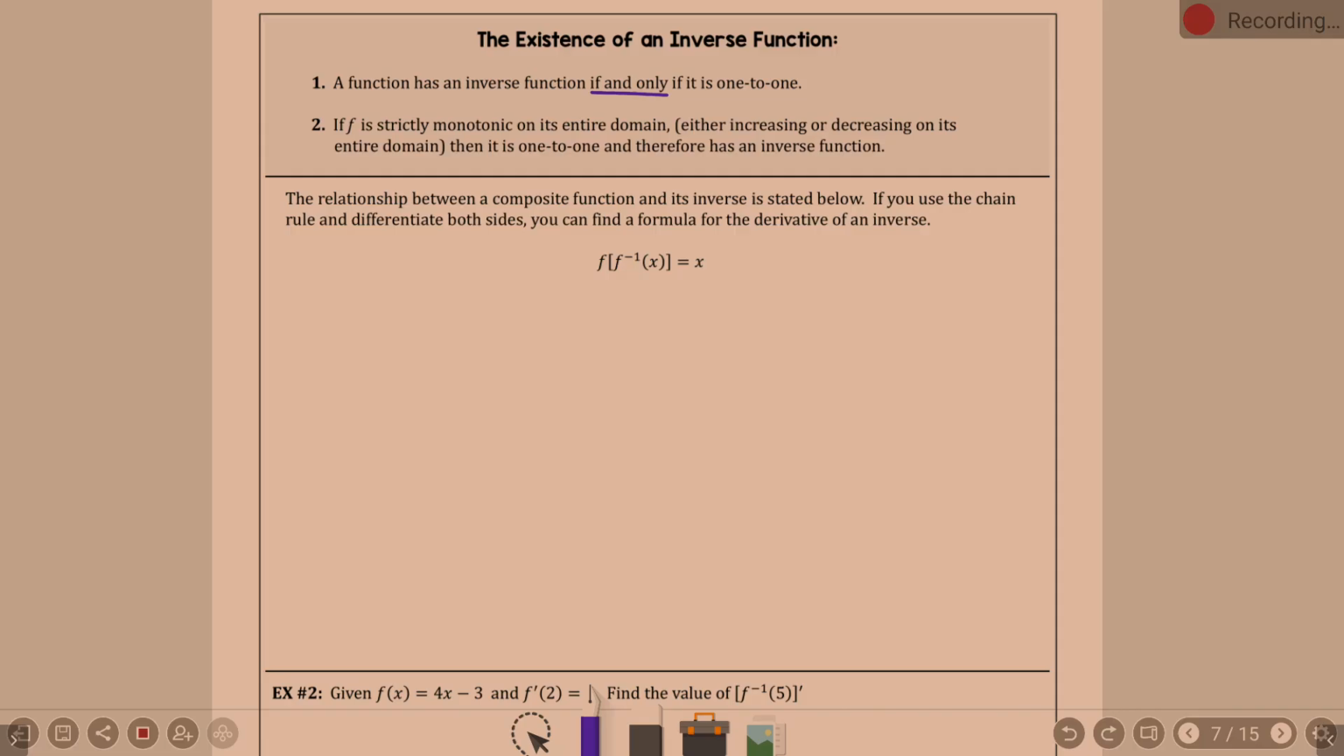Now, they ask us, we're basically going to do a proof here. The relationship between a composition function and its inverse is stated below: f of f inverse of x equals x. If you use the chain rule and differentiate both sides, you can find a formula for the derivative of an inverse function. That's what we're going to do here, create our formula. Yes, the formula will be shared later, but we're looking at how you can get it if you forget the formula.